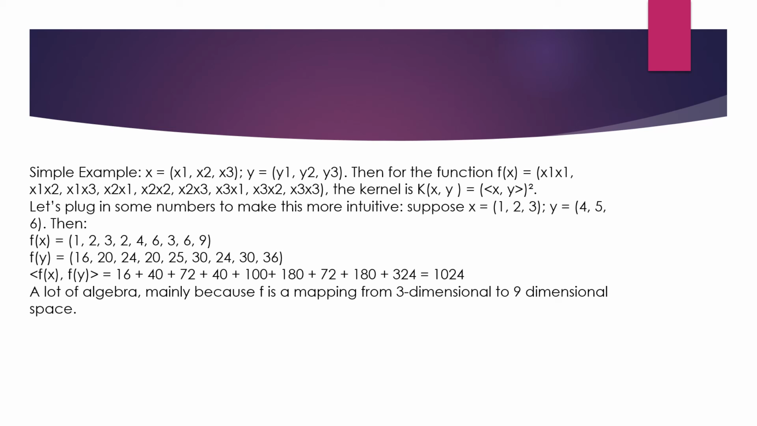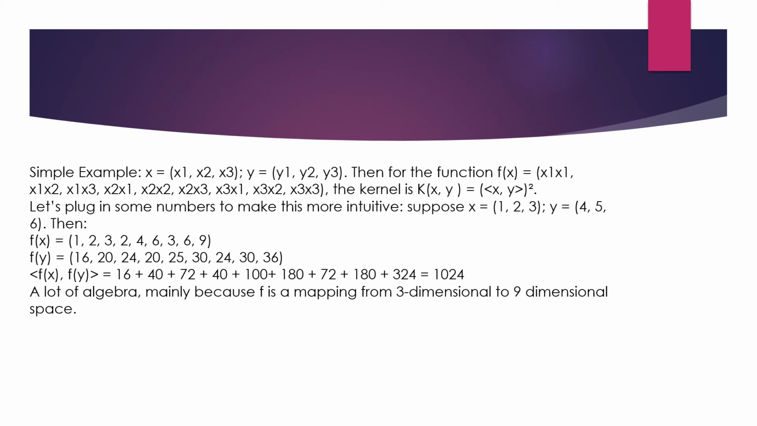Simple example: x = (x1, x2, x3), y = (y1, y2, y3). Then the function f(x) = (x1x1, x1x2, x1x3, x2x1, x2x2, x2x3, x3x1, x3x2, x3x3), and the kernel is k(x, y) = (<x, y>)². Let's plug in some numbers to make it more intuitive. Suppose x = (1, 2, 3), y = (4, 5, 6). f(x) = (1, 2, 3, 2, 4, 6, 3, 6, 9). f(y) = (16, 20, 24, 20, 25, 30, 24, 30, 36). <f(x), f(y)> gives a total result of 1024. That is a lot of algebra, mainly because of mapping to three-dimensional space.